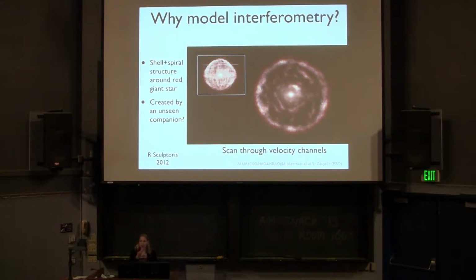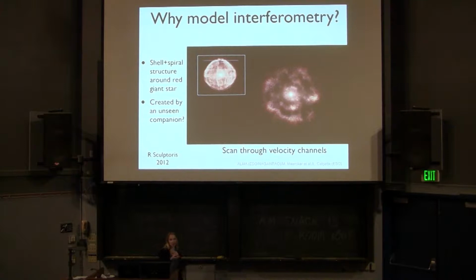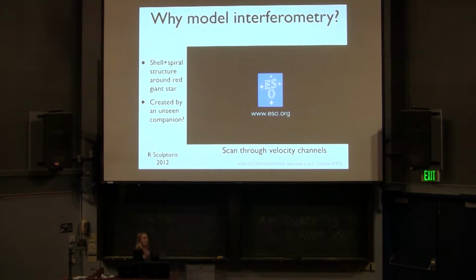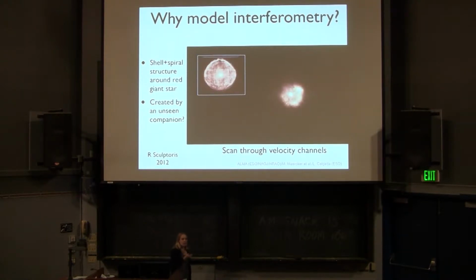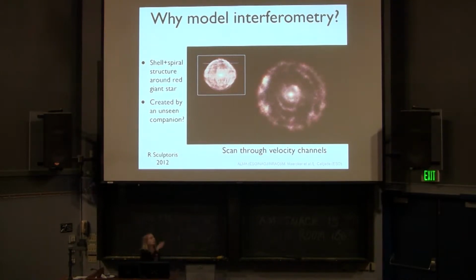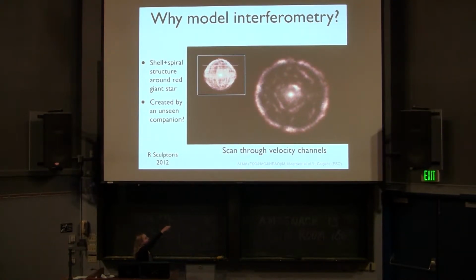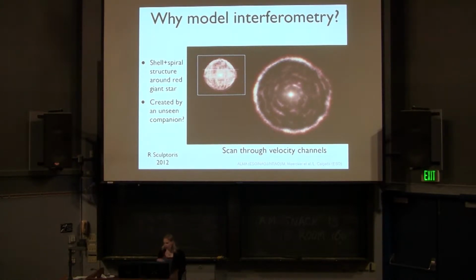Now, some of these shells are expected because basically at this phase of evolution, there are thermal pulses that actually throw up quite a lot of mass. So you get these shells of mass loss around the star. But then this interesting spiral structure, they think was caused by some kind of unseen companion which is orbiting the star and creating some of this spiral structure here in the gas. So it's really great observations.